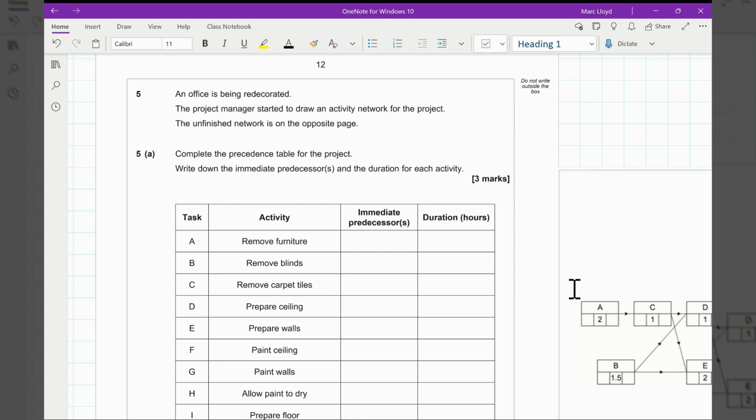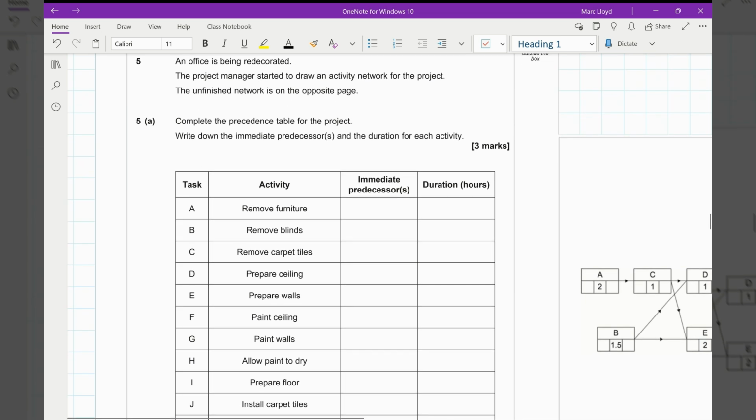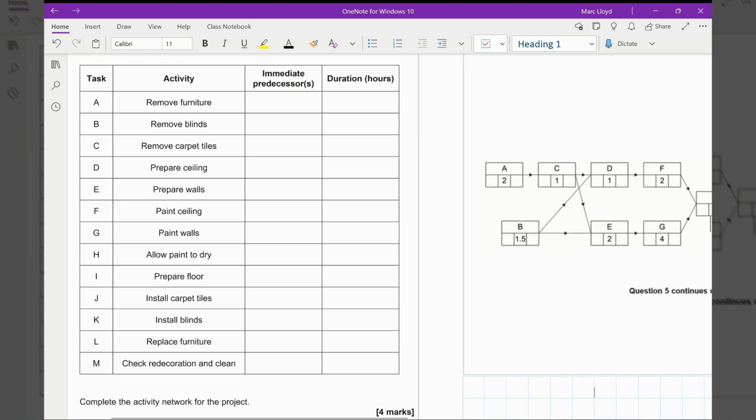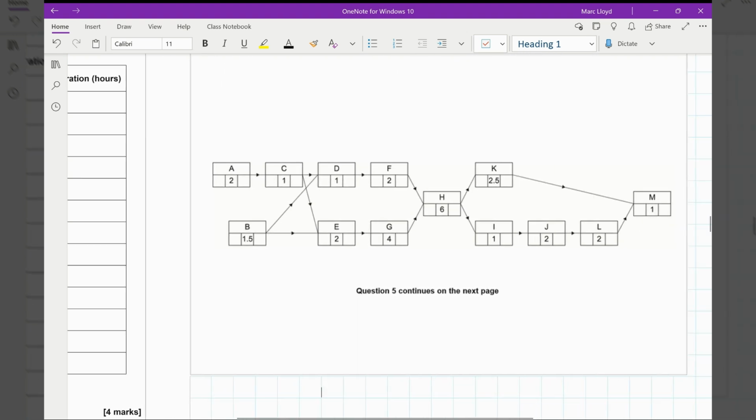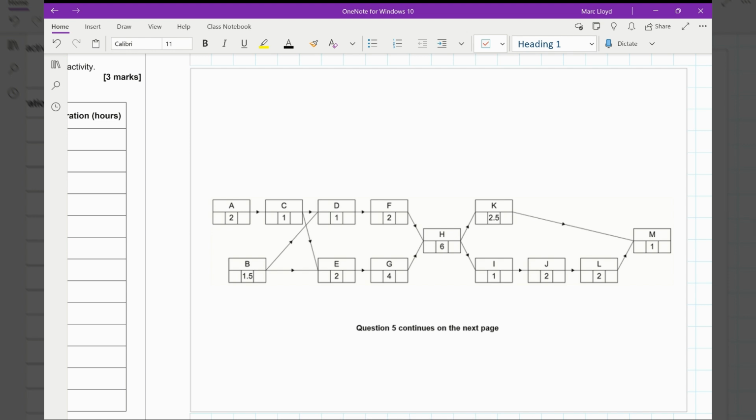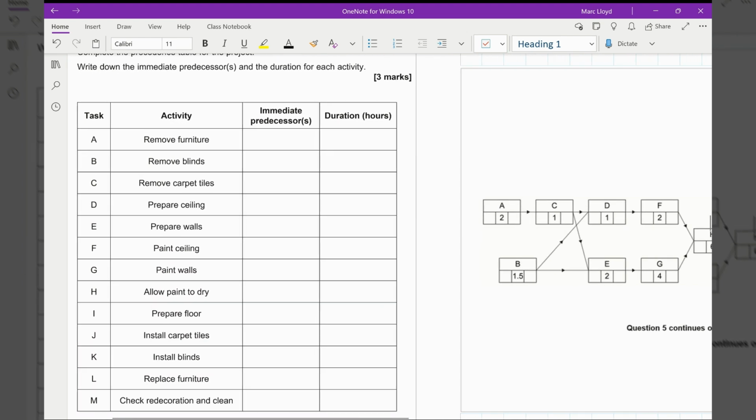Okay, so 5A, we start off at the beginning. An office is being redecorated. The project manager started to draw an activity network for the project. The unfinished network is on the opposite page. Complete the precedent table for the project. So this is worth 3 marks, and you can get some very easy marks by looking at the diagram and seeing that the middle numbers will be the duration. So we can fill those in nice and easily.